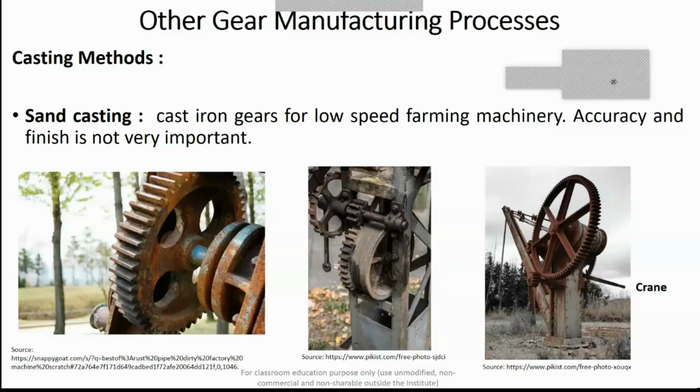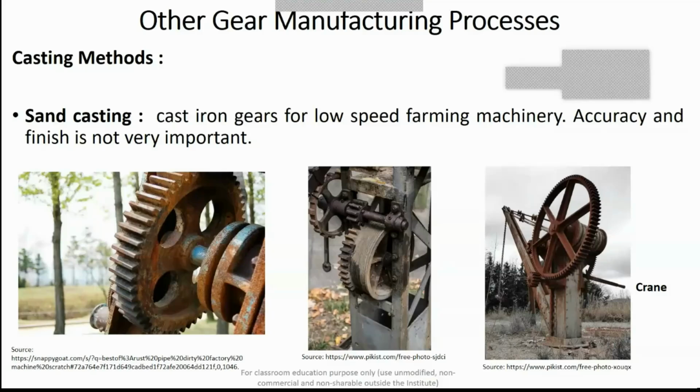What you do is melt your work material, heat it, and then pour it into this die cavity, and let it cool down for some time. After solidification, you take out the cast product by destroying the mold cavity. Sand casting is used to make iron gears for low speed farming machinery. You can say the accuracy and finish is not a very important factor in these types of gears.